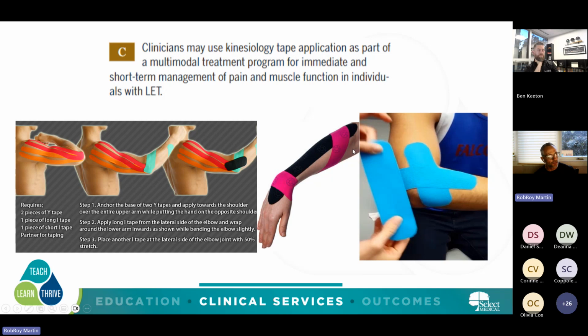So in my experience, this wrist extensor offloading is one that I find to be helpful. And then as the patient starts to become less irritable, you can transition to less taping. But this kinesio tape comes with a little lower level of evidence in clinical practice than the rigid tape.